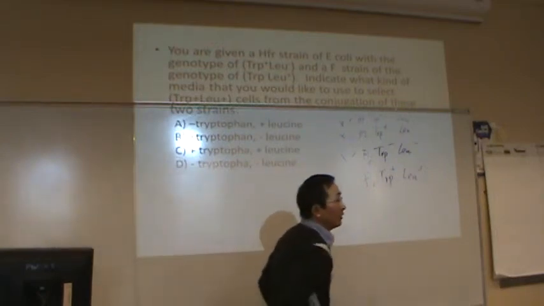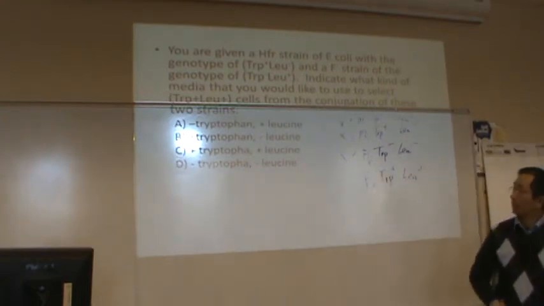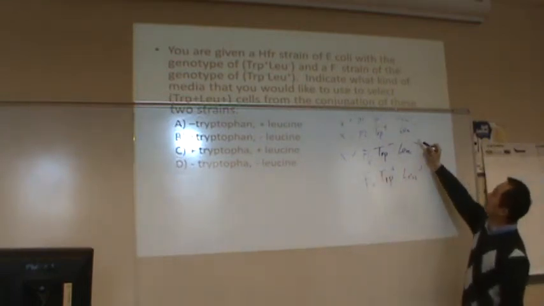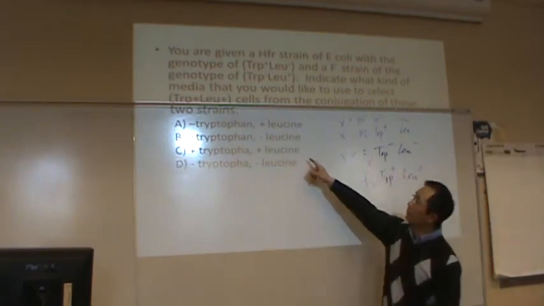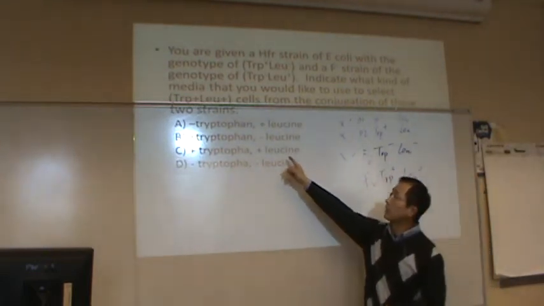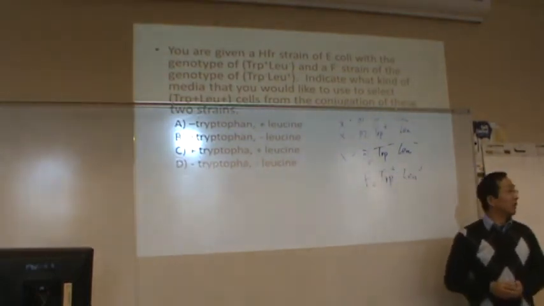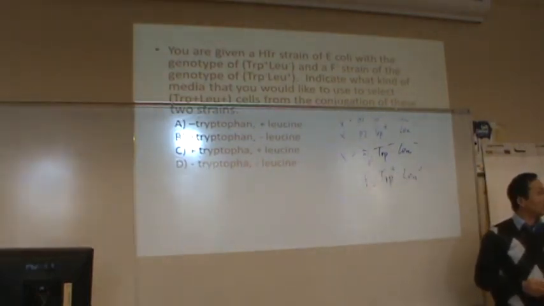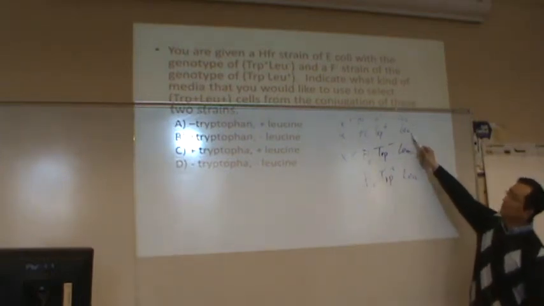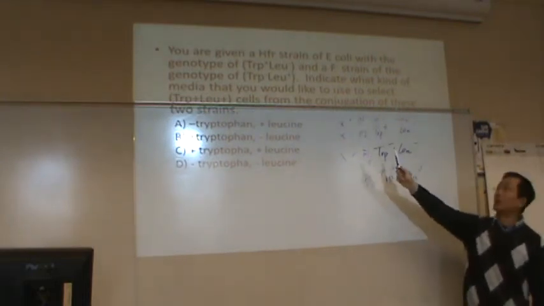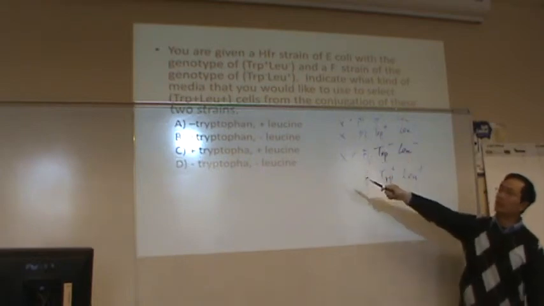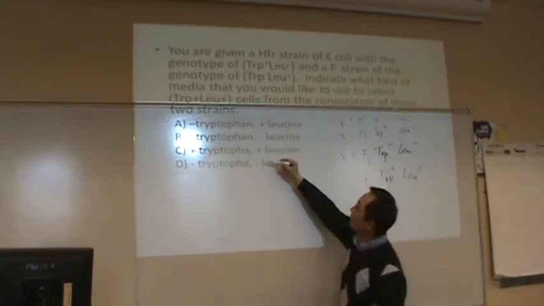Why does P2 grow on trip plus and leucine plus? Like, why does P2 grow on this? Yeah. Because it has everything. Right, so P2 doesn't have leucine and this one gives it leucine, so it's going to live. Right. And it's tryptophan plus, it doesn't matter. Oh, sorry, this already, this should be right.